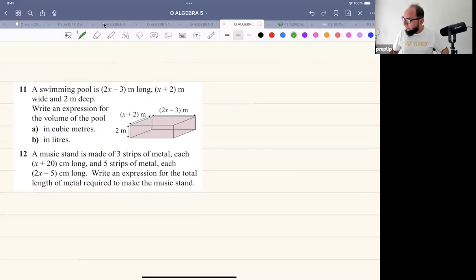Now it's time that you try these two questions out. Question 11, question 12, and this time I need the working in print form on the WhatsApp.